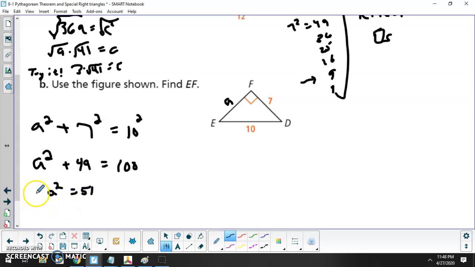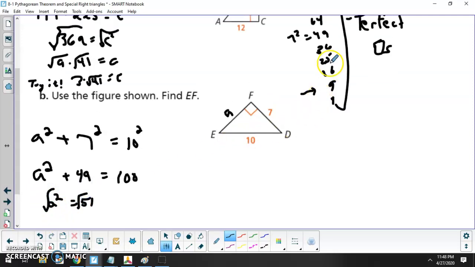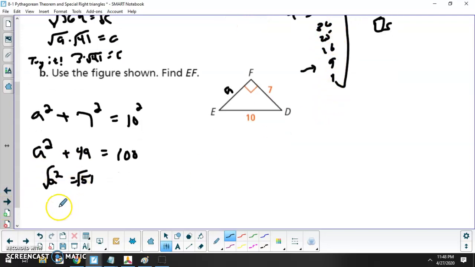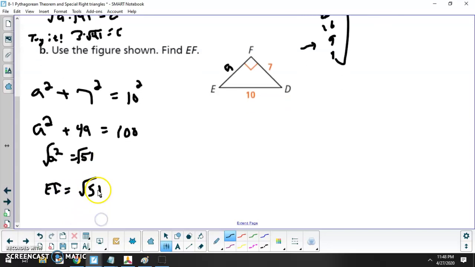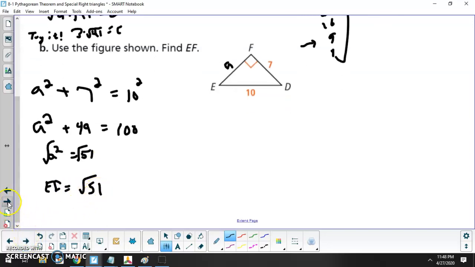All right. And then your last step is to square root both sides and try to simplify the square root of 51. And you go down through your list, try for 25, 16, 9, 4. None of them work. All right, so that's your answer then. So EF is equal to the square root of 51. Isn't that cool? All right, let's go to the next one here.